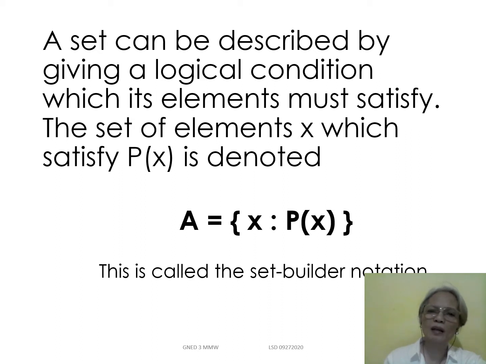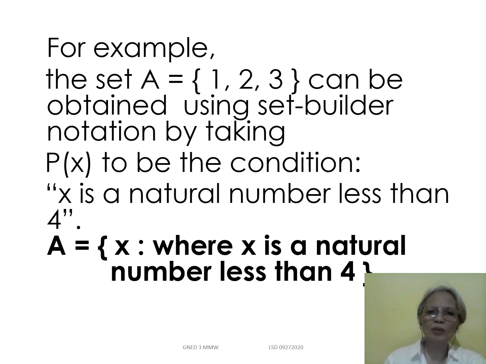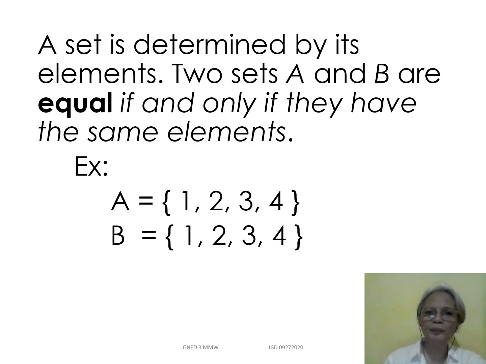So we just write the characteristics. We mentioned earlier that a set is a collection of well-defined objects. So P of x will give us the definition of the set. So for example, we have the set A which contains the numbers 1, 2, 3. In set builder notation, we can write this as x, where x is a natural number less than 4. Okay? So even if we have many elements in the set A, if we use this notation, we will not have difficulty. Now, a set is determined by its elements.